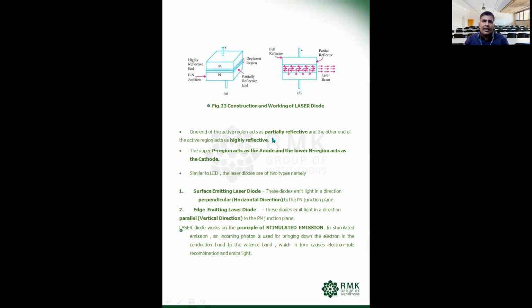And like LED, we also have two types of laser diode: surface emitting laser diode and edge emitting laser diode. If the plane of light projection is perpendicular, it is called a surface emitting laser diode. If the plane of projection is parallel, we call it an edge emitting laser diode.